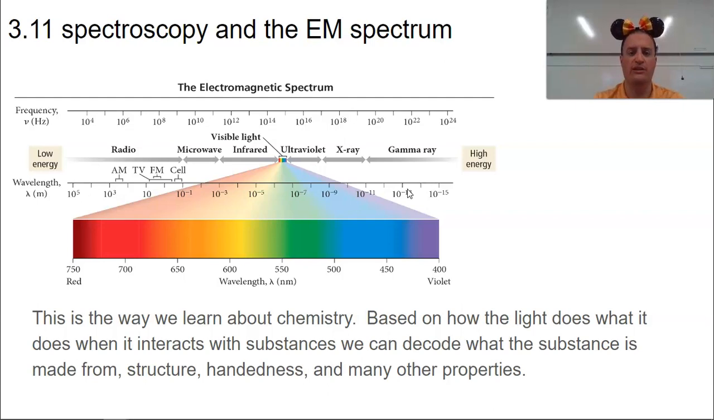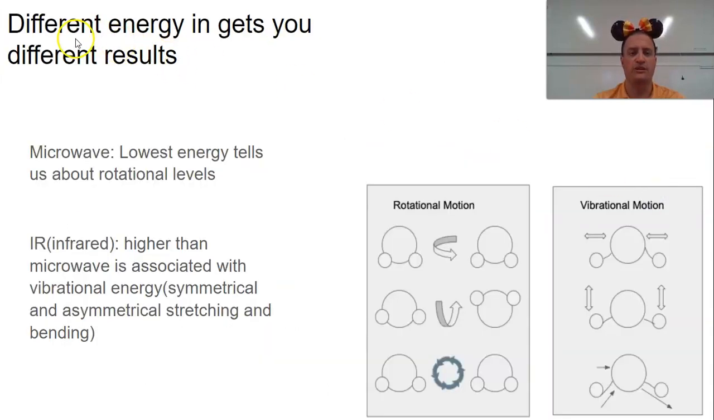We often will use light in order to see what we can't see. This can be used for things like structure, handedness, and many other types of properties. So it's very useful, even though it seems more of a physics area. Different energy gets you different results. Based upon how things move when energy is on them is going to help us understand what they are. So this is how we get many of the different complex structures, by exposing them to different types of radiation.